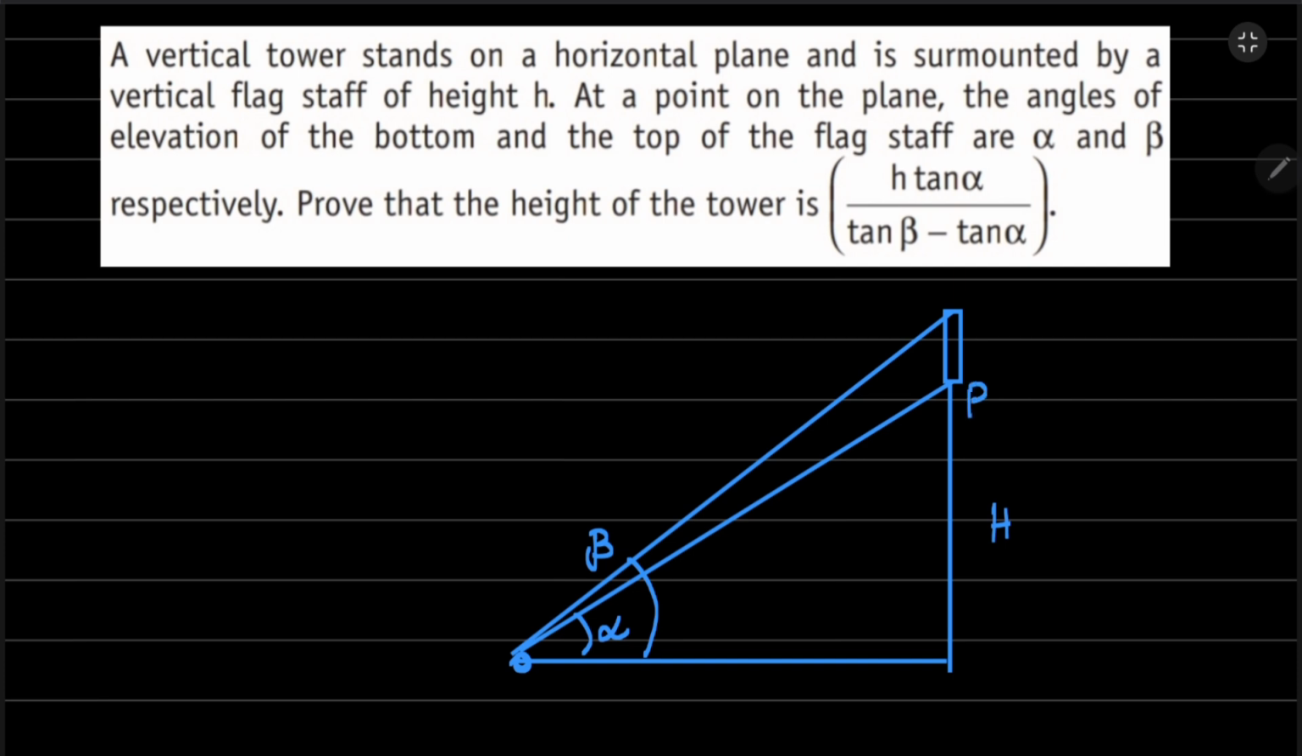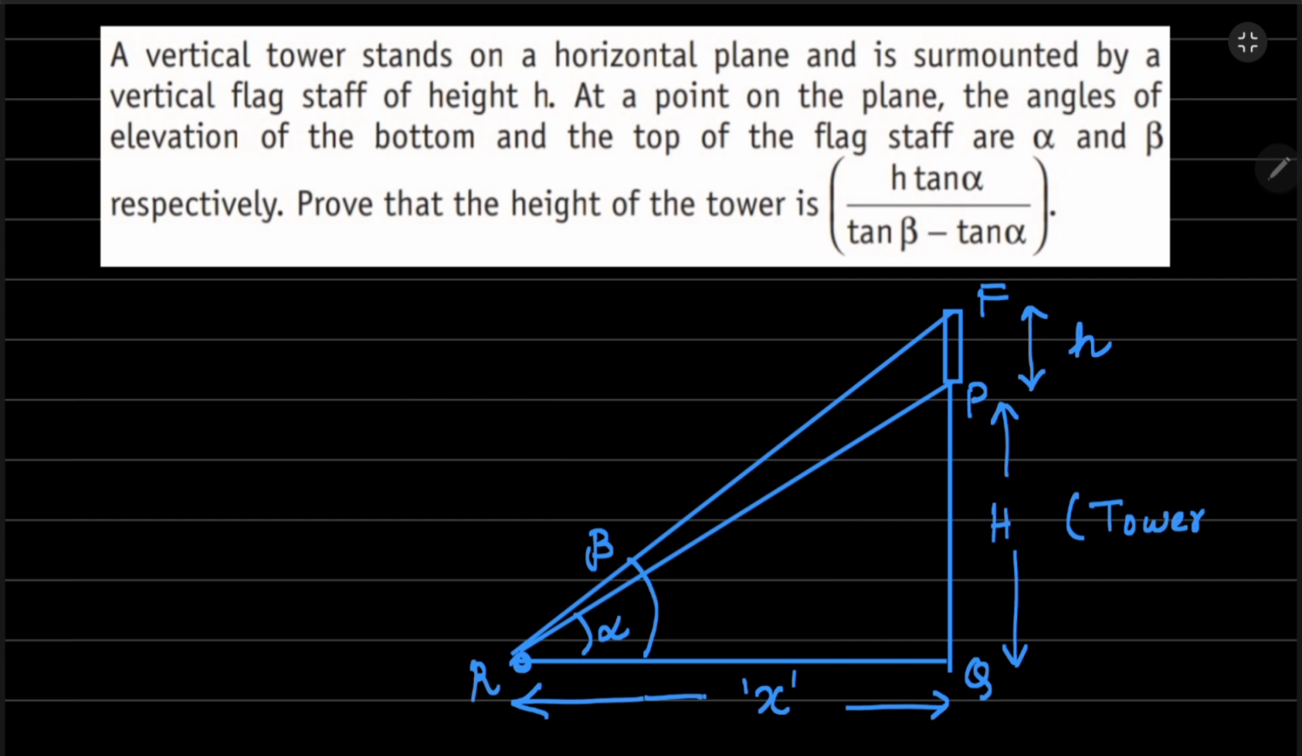Mark the points P, Q, R, and let this be your flagstaff F. The distance between the point at which the observer is situated and the tower, let it be x meters. Let the height of the vertical flagstaff which is surmounted above the vertical tower be small letter h. This is your tower, and this is the flagstaff.